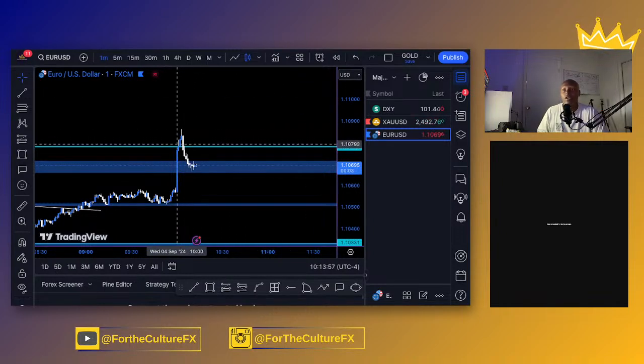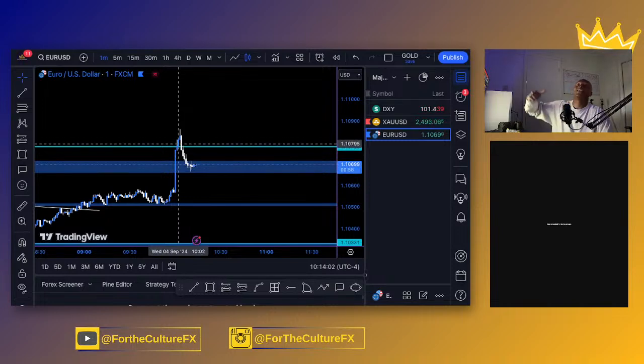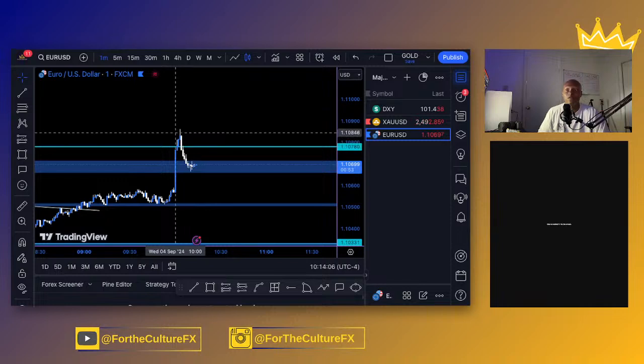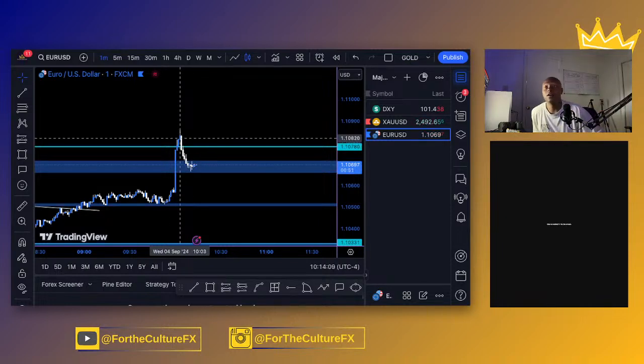But as soon as we break that key 4-hour high, which is indicative of this line here, and you get that rejection, I'm getting out. I don't even want to be there. It's already showing that it's rejecting off of this, and I don't want to deal with none of that.